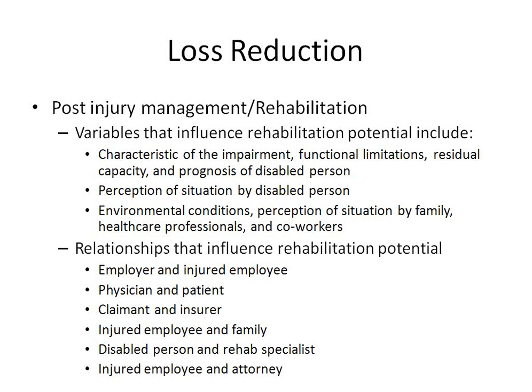When we look at variables that influence rehabilitation potential: the type and characteristic of the impairment, functional limitations, what can they do, the capacity, and the prognosis, what does the doctor say? Are they going to be able to walk, are they going to be able to use their hand? That will also have an influence on rehabilitation potential. Perception of the situation by the disabled person, and then also environmental conditions, such as the support of the family network. There can be more stresses at home now because the person can't work.